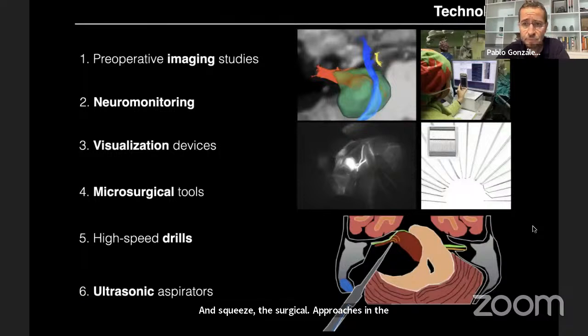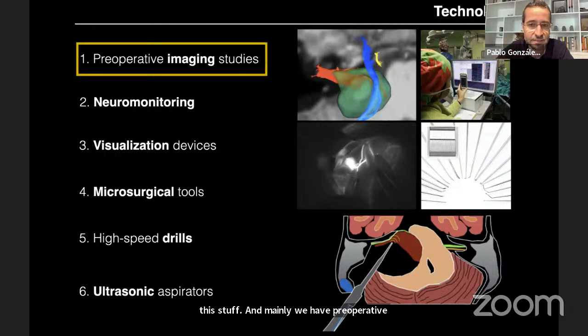So talking about technology, nowadays we have all the robotic stuff, but I will concentrate on simple things that we have in the OR, and I want to share with you how we are implementing this stuff. Mainly we have perioperative imaging studies. We have fantastic new technologies like DTI tractography that we are using quite a lot. And then intraoperatively, we have neuromonitoring, visualization devices, important microsurgical tools.